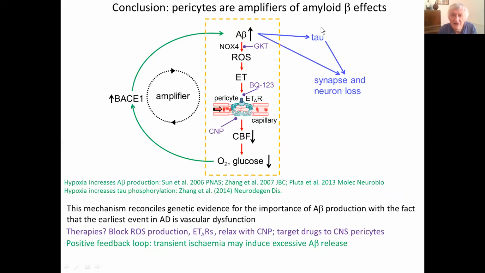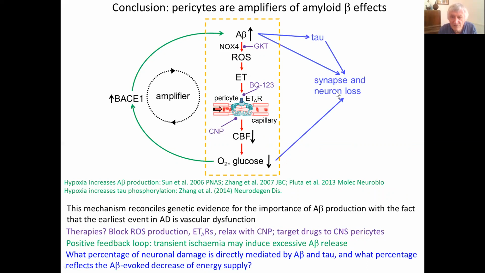A-beta eventually leads to hyperphosphorylation of tau and synapse and neuron loss, but hypoxia and loss of glucose will also do this. And so it's an open question now, I would say, what fraction of the loss of synapses and neurons is produced directly by the A beta and tau, and what fraction is produced by the hypoxia, which the A beta produces.